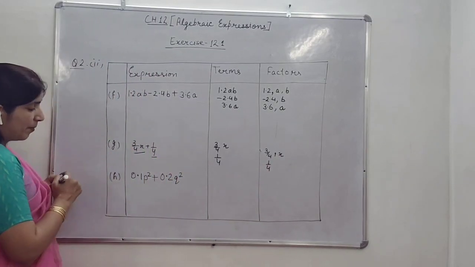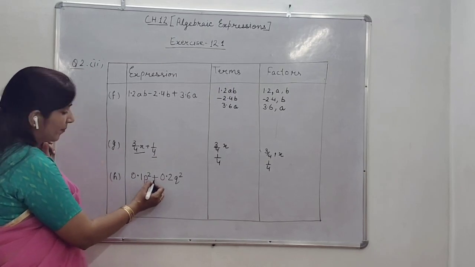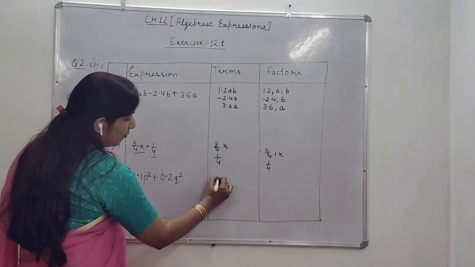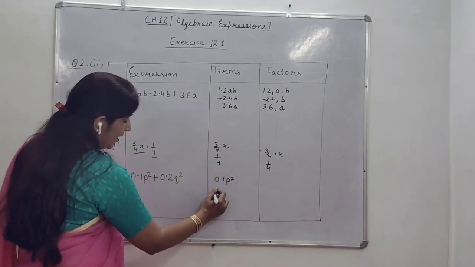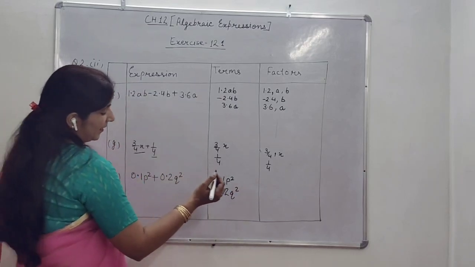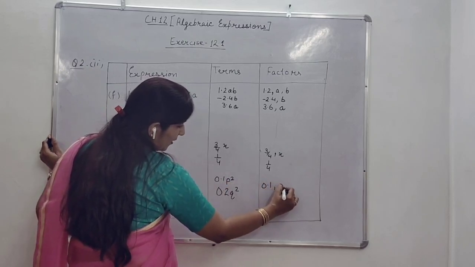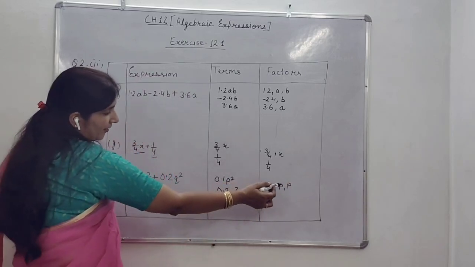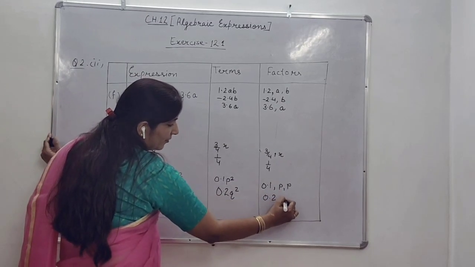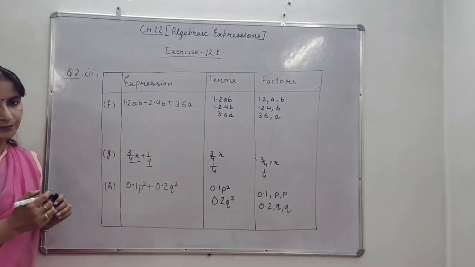Now the h part, in which the expression is 0.1 p square plus 0.2 q square. Now separating the terms, 0.1 p square is the first term, second term is 0.2 q square. Now writing the factors: 0.1, then p and p. So there are 3 factors in total for the first term, and for the second term also we have 3 factors. What are those? 0.2, q and q.